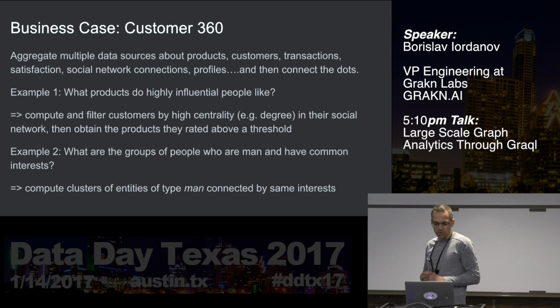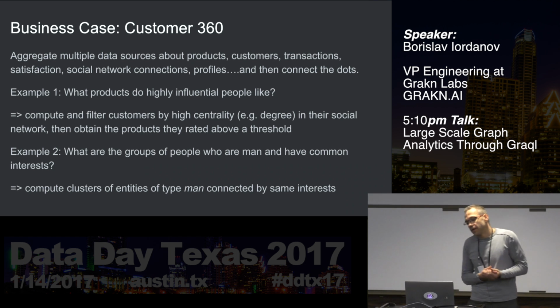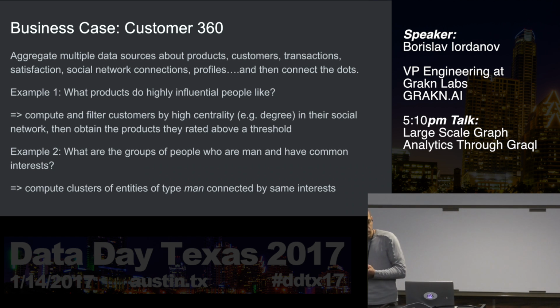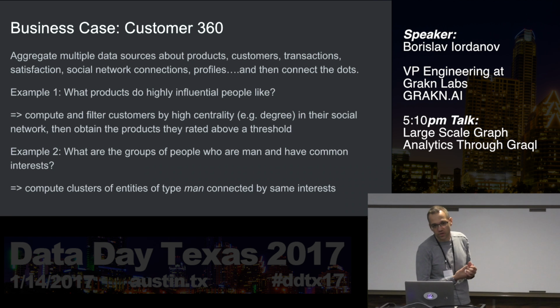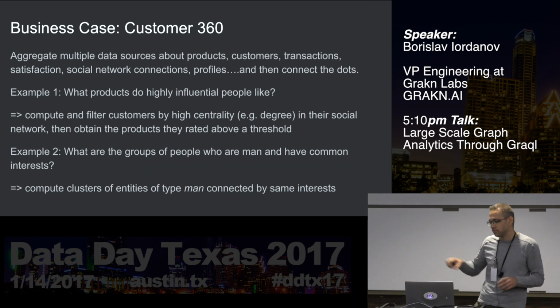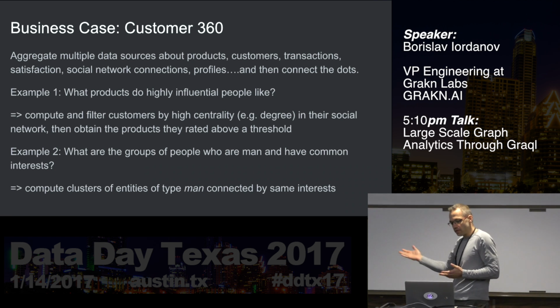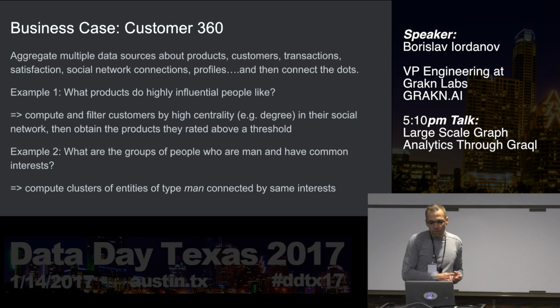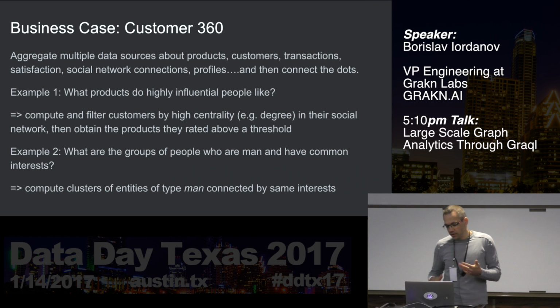And then you can compute that by first defining what highly influential means, and you do that by using some graph centrality measure around it. A very simple one is just the degree, how many connections are happening. Another one is, popularly, PageRank, obviously. So once we've identified the influential people, then we can filter and find out the products that they've rated above a certain threshold.